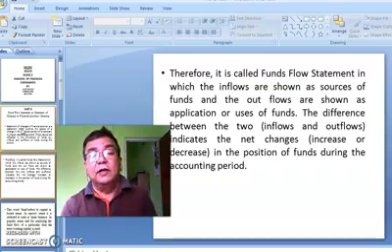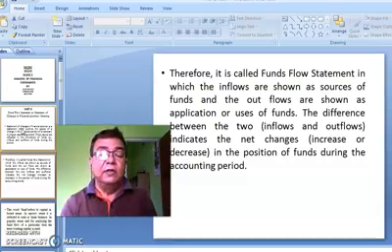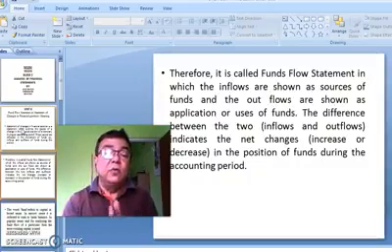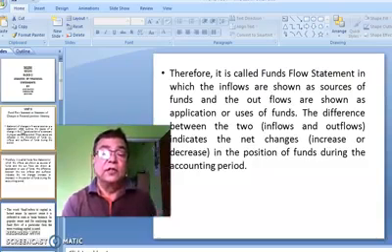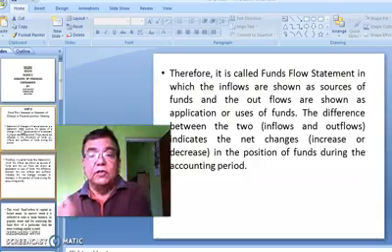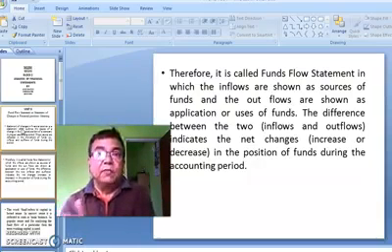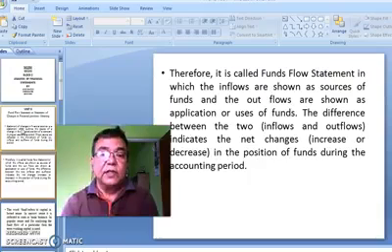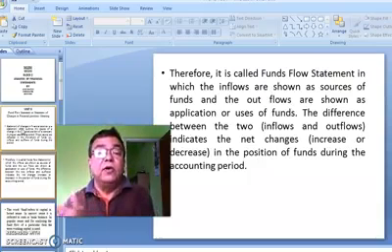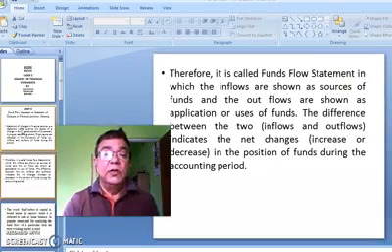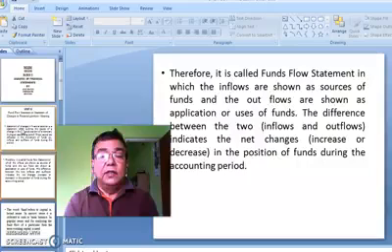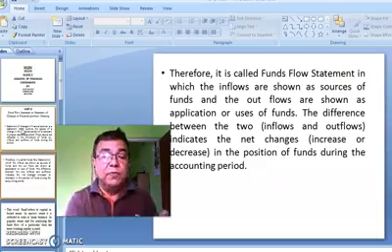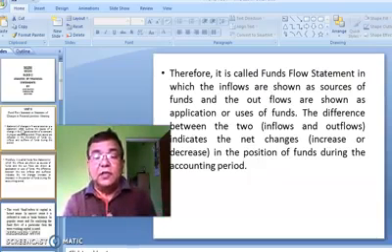On the other hand, the application of fund is on the balance sheet asset side. The fund which is collected from different sources is utilized for the purchase of fixed assets, for the repayment of loan, for the redemption of debenture, for the redemption of preference shares. They are the outflow of fund. So there is a change in the fund, that is, how much fund has changed from previous year to current year, and that is reflected through the fund flow statement.